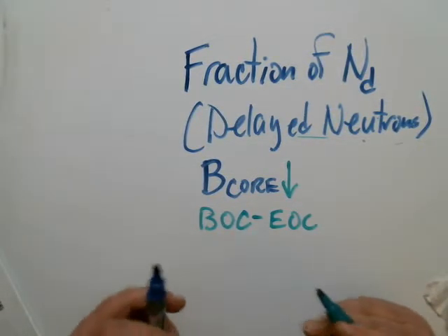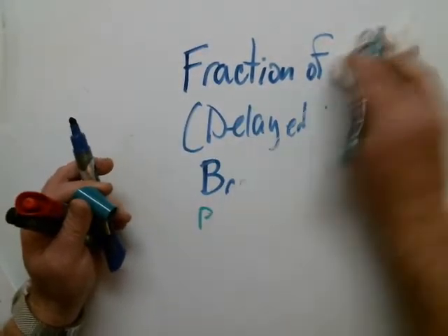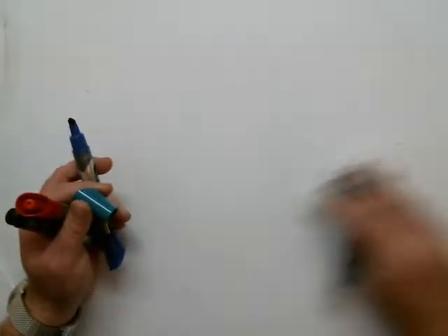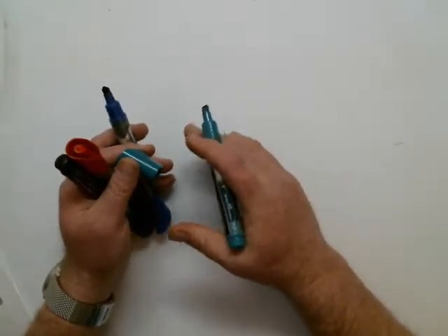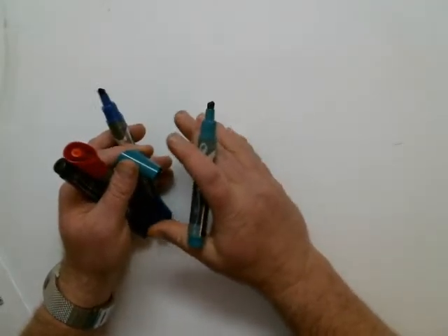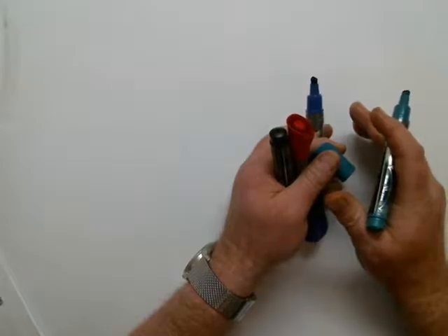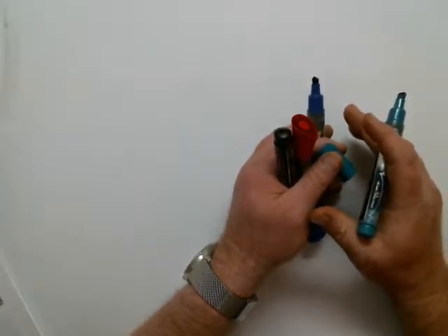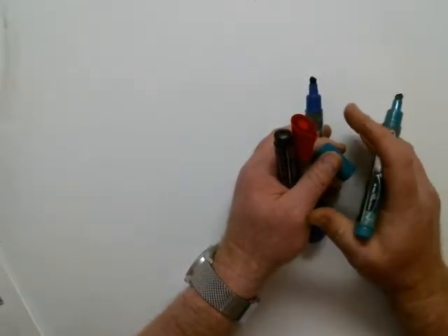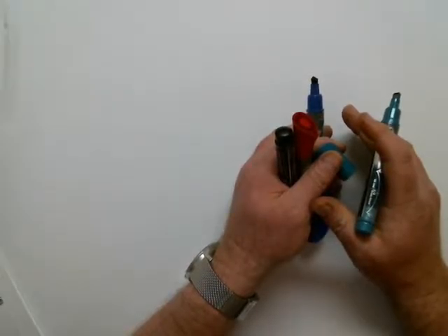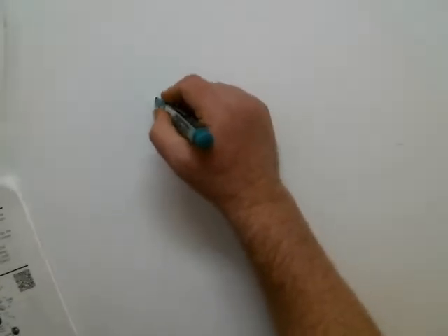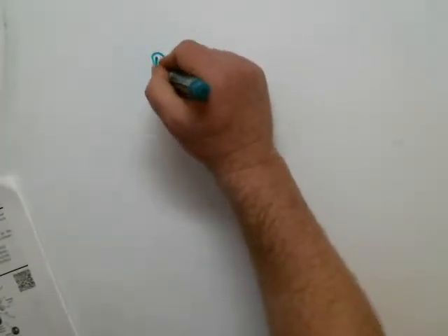responsive. It's getting skittish. We are starting at the beginning of core life with a certain level of delayed neutrons, and at the end of core life we have less. That means the reactor is going to be much more responsive. This is going to be so key when we do reactor kinetics in topic number 3, this fraction of delayed neutrons.